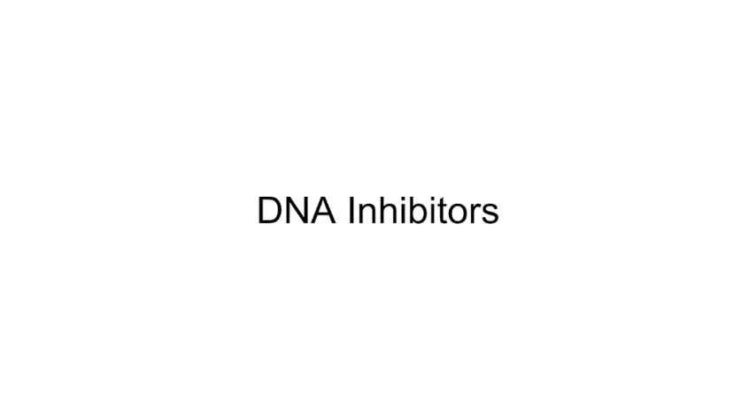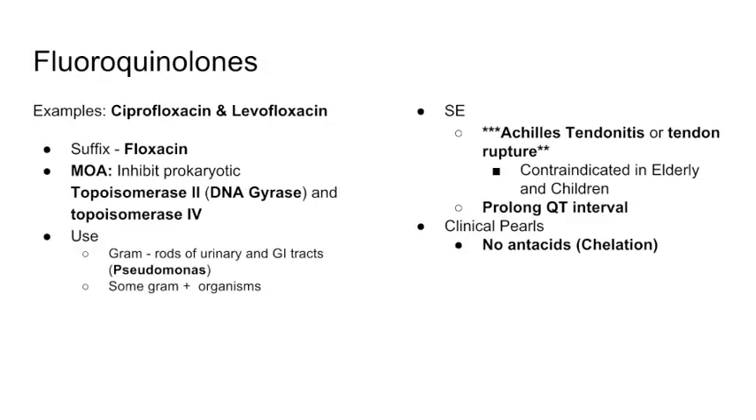The second class of medications is the DNA inhibitors. So now you're trying to inhibit DNA from being made. The classic agents for DNA inhibitors are the fluoroquinolones. Examples of the fluoroquinolones are ciprofloxacin and levofloxacin. There is a whole bunch of other ones on your list, but I chose just these two because these are probably the most important. And you can tell that a medication is a fluoroquinolone from the suffix. It's floxacin. Floxacin.